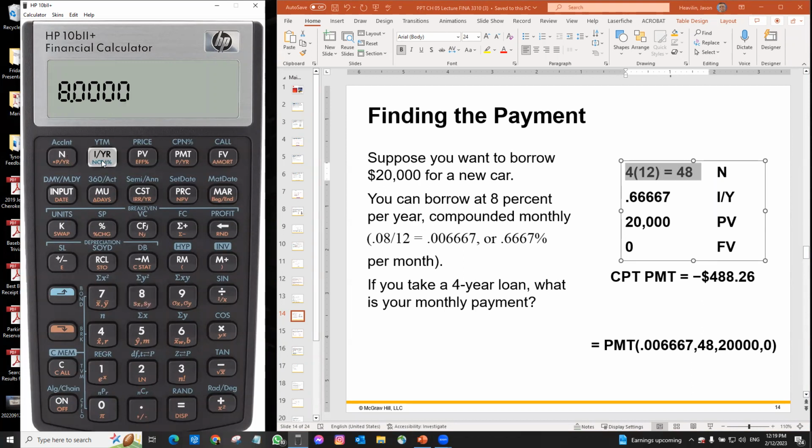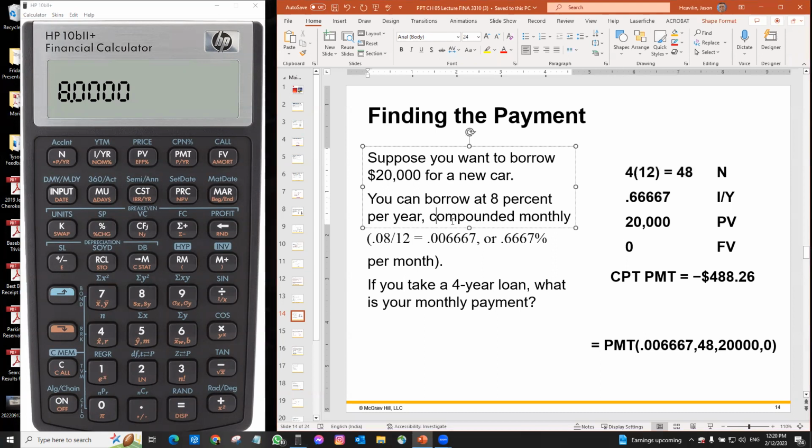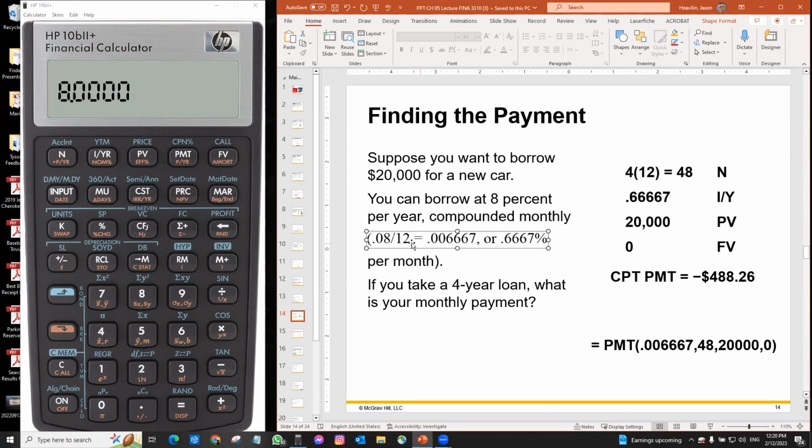Now I only have to put the 8% here because I already set the calculator at 12 payments per year. That's what we did first. Here in the example on the PowerPoint, they tell you to divide, but that's if and only if you do not set the calculator with the 12 payments per year. But mine is already set that way, and it will take that step for me. So I can put the 8% straight into interest.